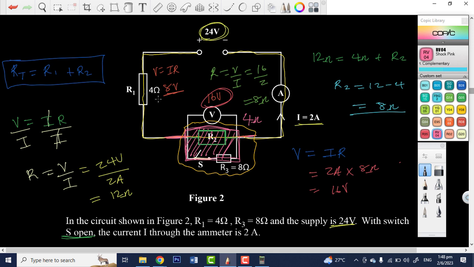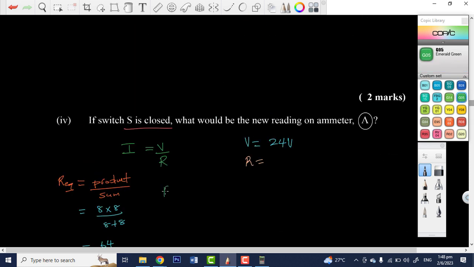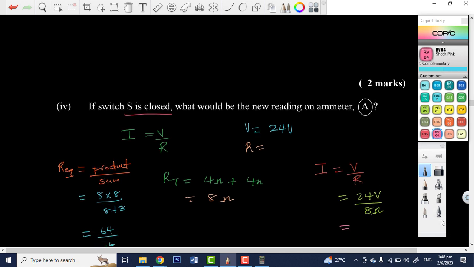Then we see that we now simply have a simple series circuit. So we have a 4 ohm resistor right here, and we have an effective resistance of 4 ohms here as well. Once resistors are in series, we just add the individual resistances. So the total resistance, RT, is 4 ohms plus 4 ohms, which works out to be 8 ohms. Then the current I is equal to V over R, where V is 24 volts and R is 8 ohms. And this works out to be 3 amperes, right?